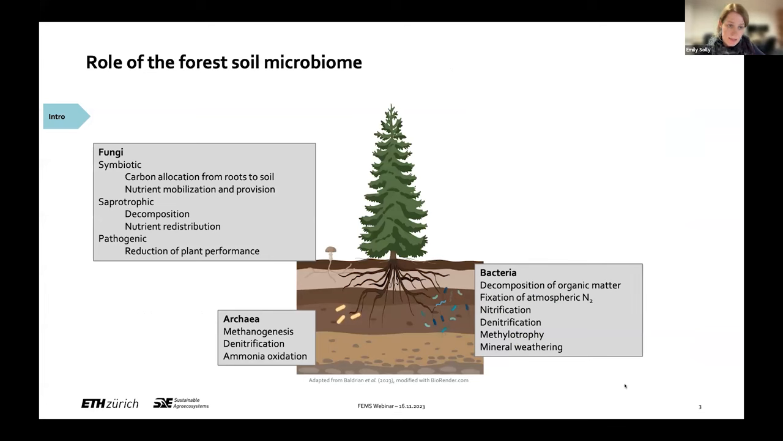Drought and water limitation doesn't only affect trees, but it also can influence the soil microbiome. In forests, organisms such as fungi, bacteria, archaea, or protists actually play key functions such as decomposition, nutrient cycling, and symbiosis with trees. And an alteration of the soil microbiome due to drought might also lead to negative influences on soil health and on nutrient cycling.